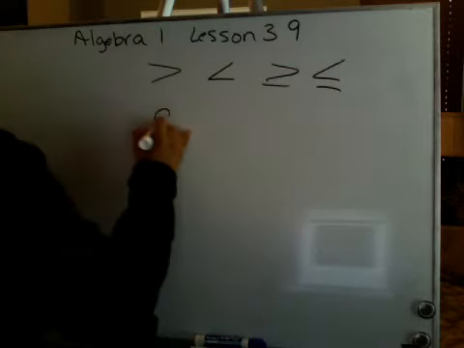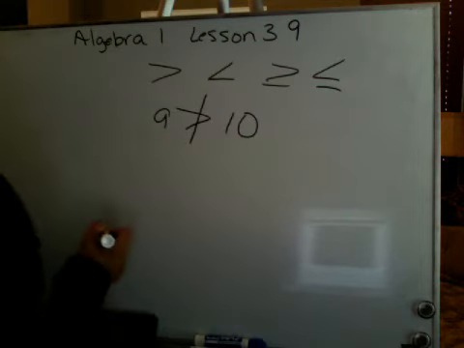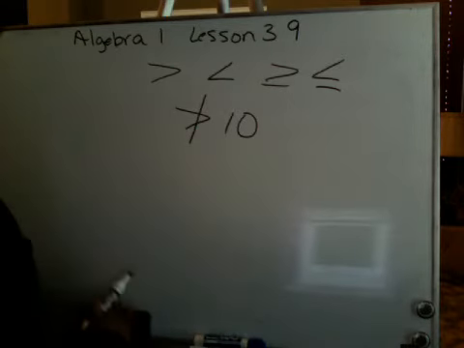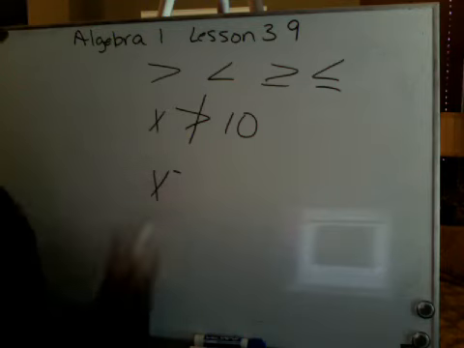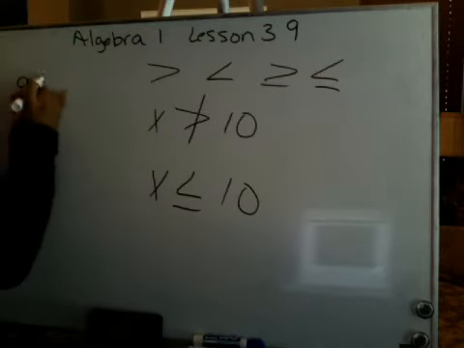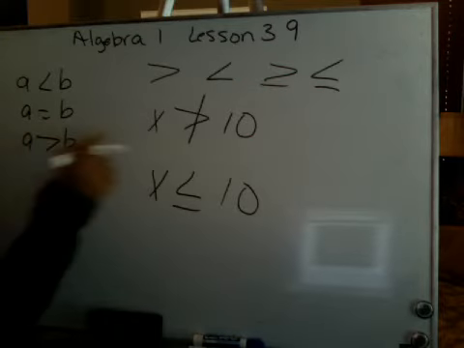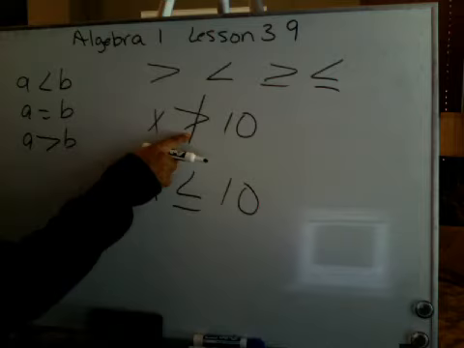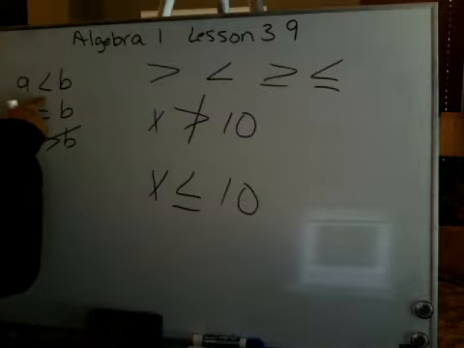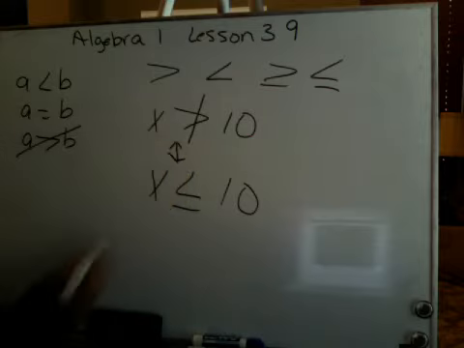So if I say x is not greater than 10, basically what I'm saying is x is less than or equal to 10. Remember, we said a is less than b, a is equal to b, or a is greater than b. When we say a is not greater than b, what are we left with? a is equal to b, or a is less than b. That's why we get this. So these two statements say the same thing, they just look different.